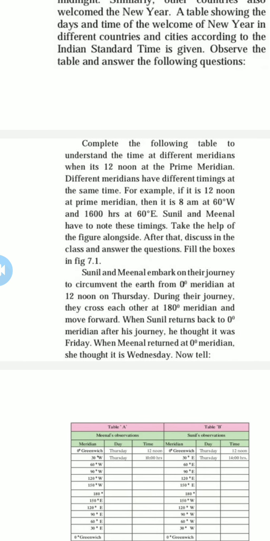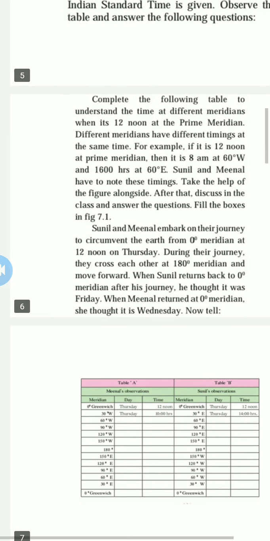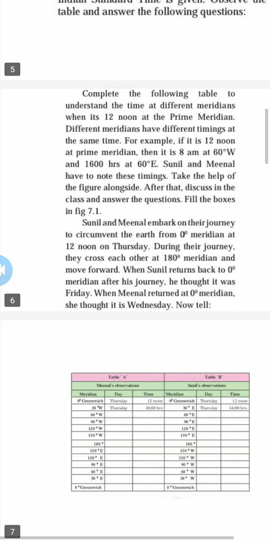Now see the very important point. When the international dateline was drawn, every country should know the proper timing of different countries so they can run their trade smoothly among each other. When we travel from east to west, the timing will increase, and when we are traveling from west to east, the timing will decrease. Sunil and Minal both started their journey from the 0-degree meridian, but one is traveling from the east and the other is traveling from the west. That's why they are facing different dates and different days.